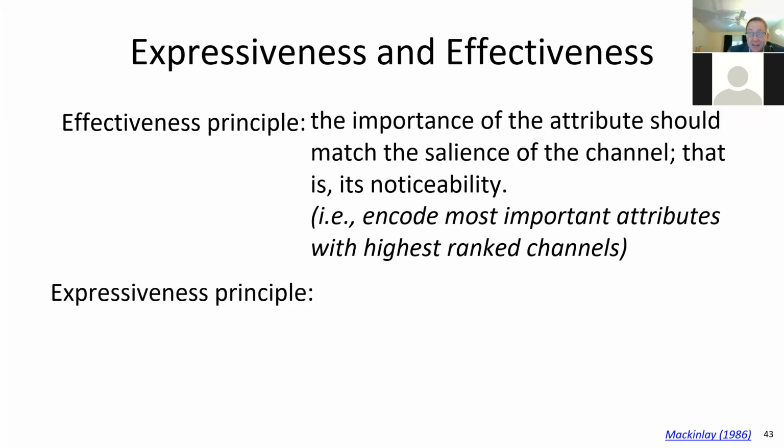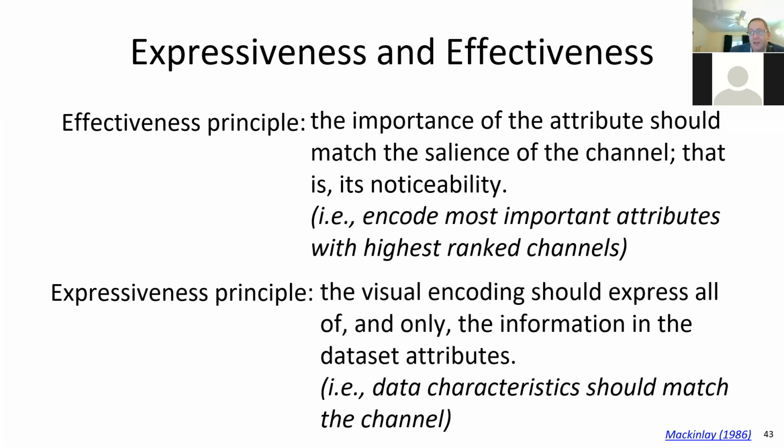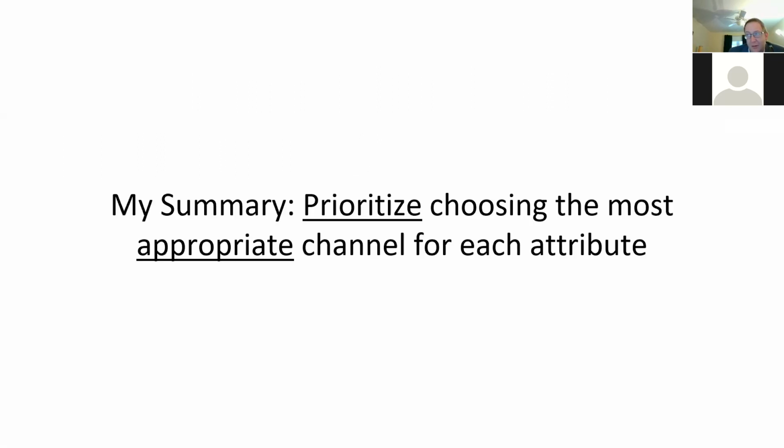And so this is what I'm expecting you to apply for your project. If it's something important that you need to let people know about, you put it on an effective channel. And the channel should match what you're showing. So the visual encoding should express all of and only the information of the data set. And there's a classic example of this being done poorly, and I cannot not see this when I look at this. So the data characteristics match the channel. Okay. So way back in idea.